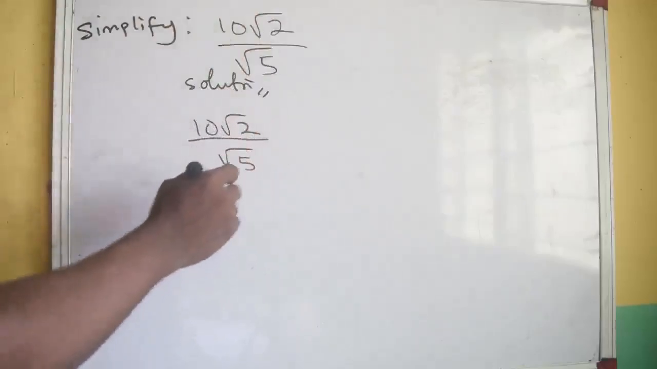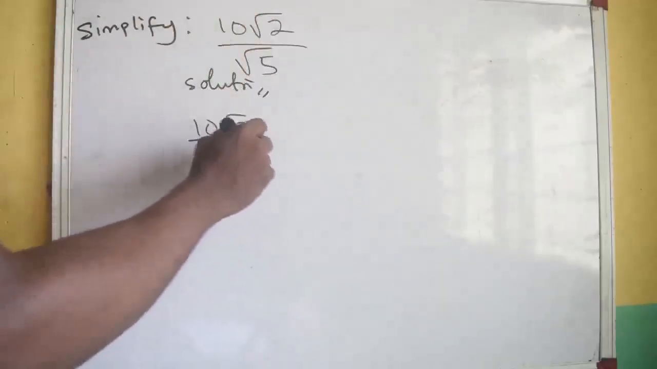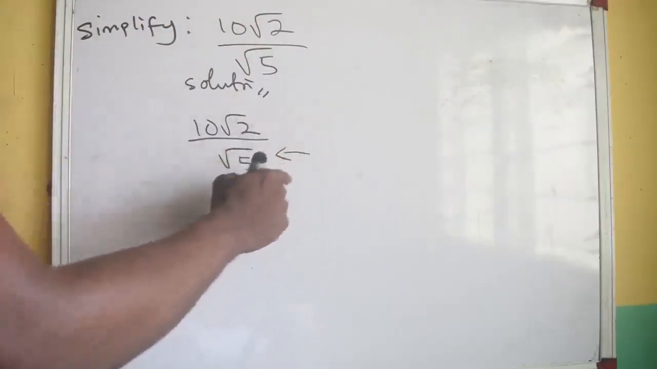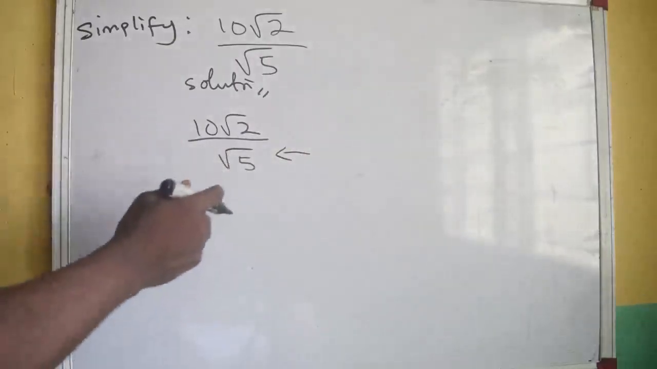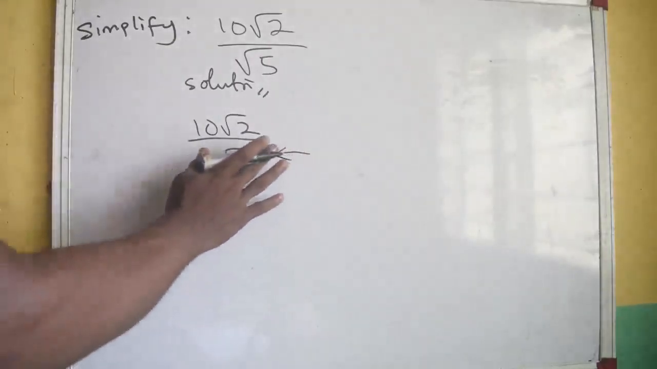If you check here, something is happening. There is also a square root. Anytime a square root appears at the denominator, you say rationalize. So we have to rationalize this.